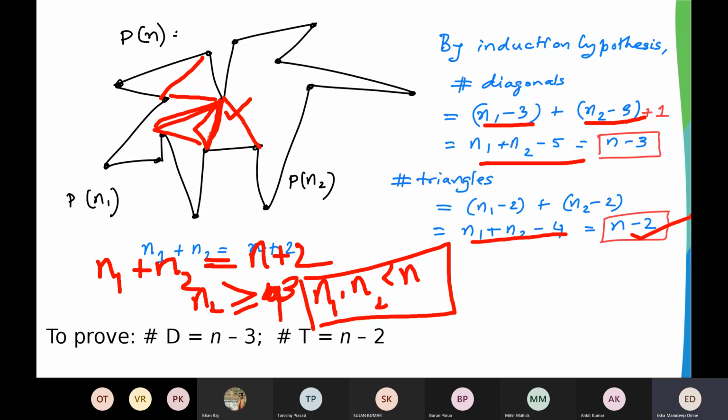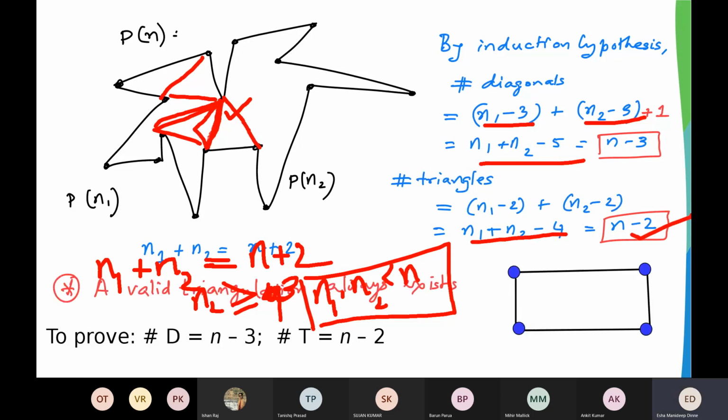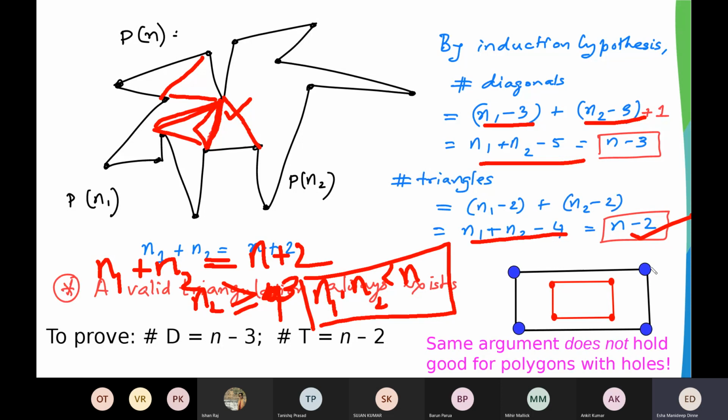So yeah, this is a kind of proof. You guys were very close, I guess. This is not valid for polygons with holes. So this is a polygon. I told you before, a polygon with hole is something like this. For a polygon with hole, you consider all of these to be vertices, like the blue ones and the red ones. So you can triangulate it in some way like this, I guess.